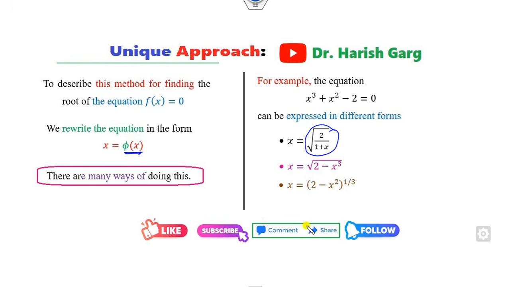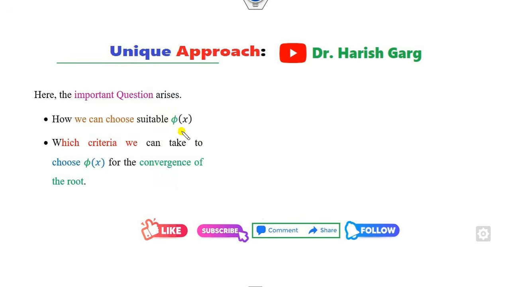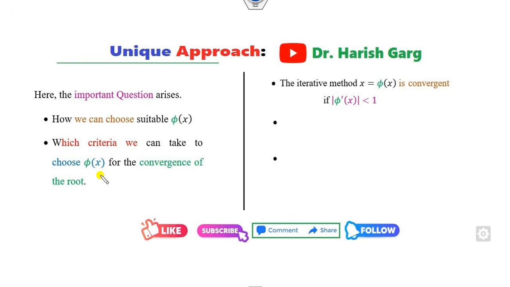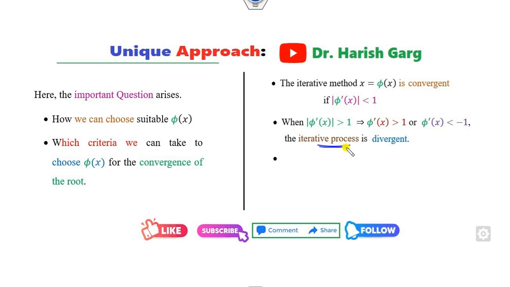I can compare them, but the question arises: which one is the suitable one, and which one will give you the convergence of this iterative method? The rule is that whatever phi of x you have found, it is convergent if the absolute value of phi dash x is less than 1. If phi dash x is greater than 1, then the iterative process is divergent.